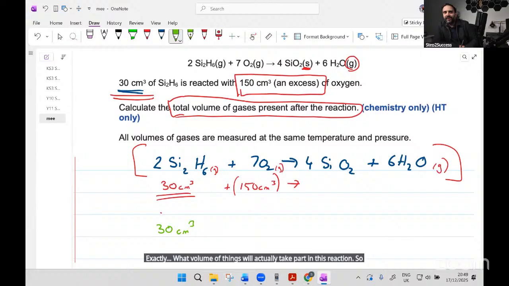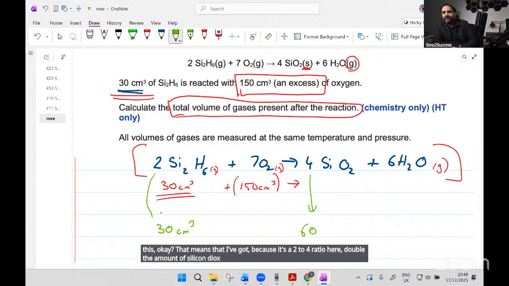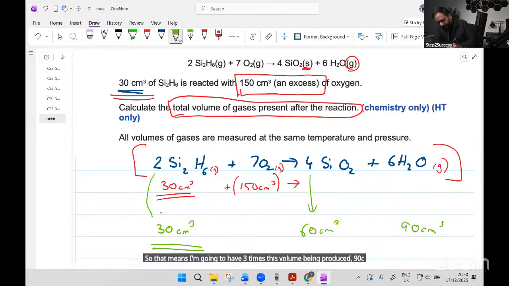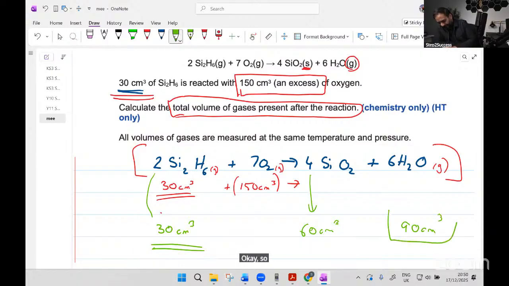So if I've got 30 centimeters cubed of this, that means that I've got, because it's a 2-to-4 ratio here, double the amount of silicon dioxide, so 60 centimeters cubed there. But that's not relevant because it's not a gas. Here, I've got 6 H2O, which is 3 times this number. So that means I'm going to have 3 times this volume being produced, 90 centimeters cubed. Okay, so that is definitely going to be produced.